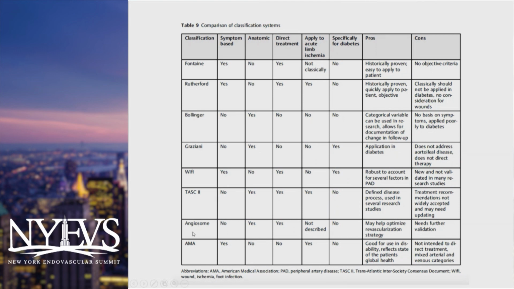I didn't go into details over the angiosome classification. This is basically for below-knee intervention work. And there are 6 different angiosomes, but I don't think we need to go into further details on this. The AMA classification is looking at the patient as a whole. How does PAD of a limb fit into the overall care of the patient?